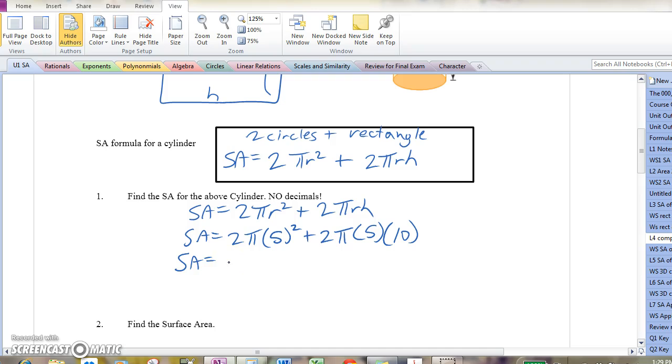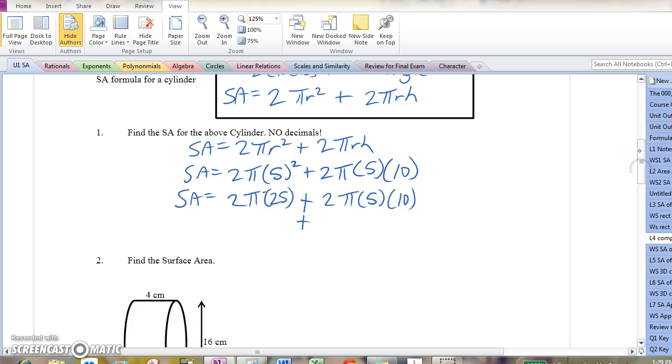Now looking at that formula, knowing BEDMAS, what part should we do first? Brackets, but there are none. I mean, those are multiplication brackets, not order brackets. Exponents. So this 5 squared must be taken care of. What's the last thing we're going to do? The addition and subtraction. So what we're going to do is go 2 times pi times 25 plus 2 times pi times 5 times 10.